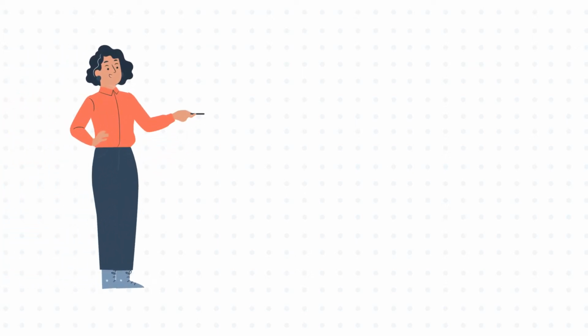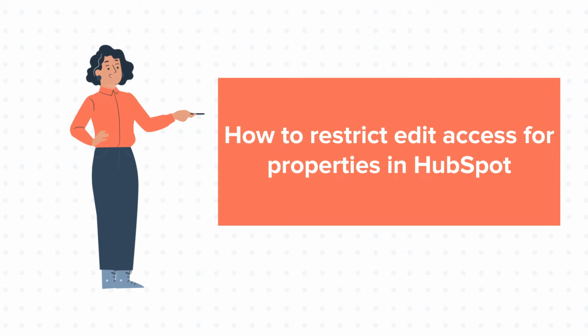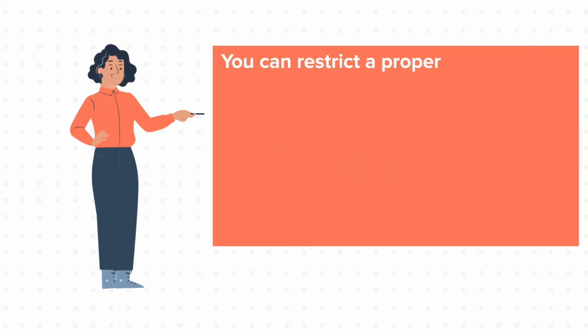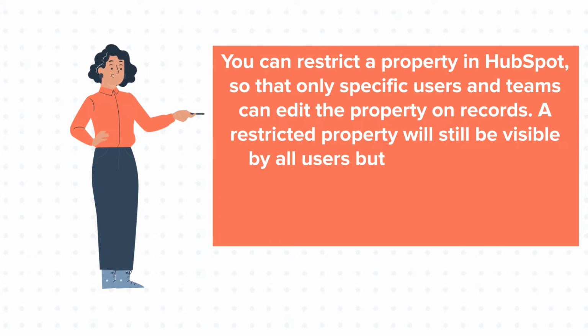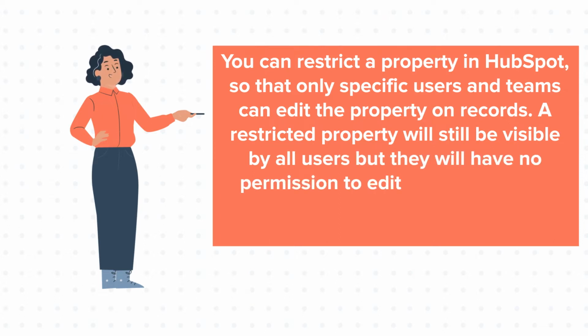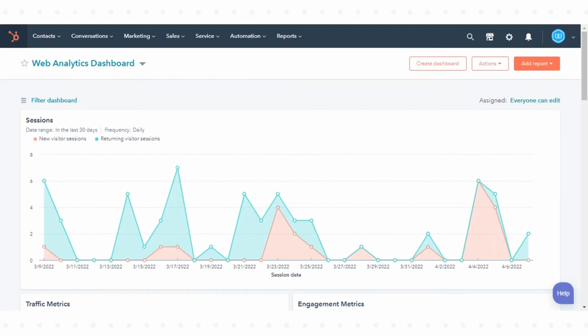This is Jessica and our today's tutorial is about how to restrict edit access for properties in HubSpot. You can restrict a property in HubSpot so that only specific users and teams can edit the property on records. A restricted property will still be visible by all users, but they will have no permission to edit the value of this field when hovering over the property on a record. Let's see how to do this.